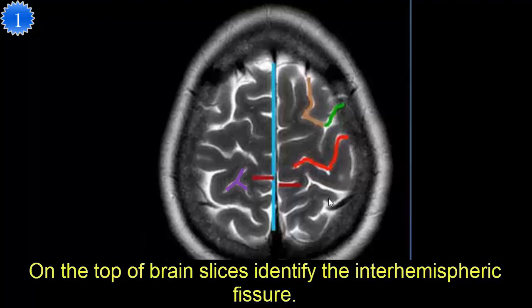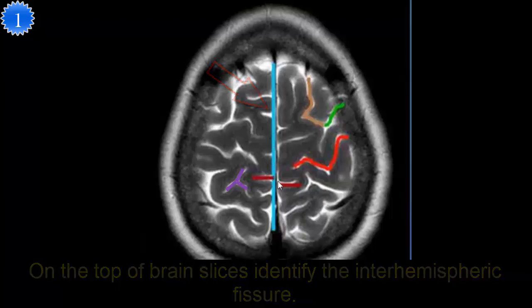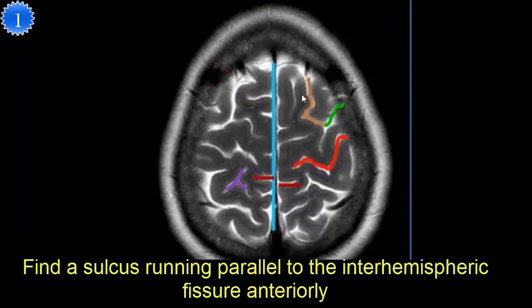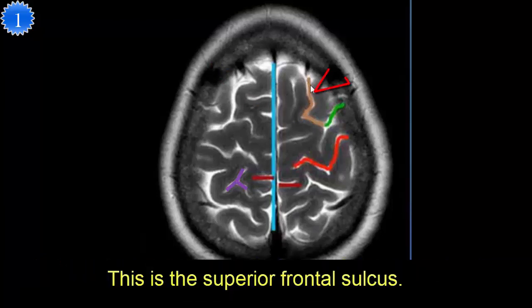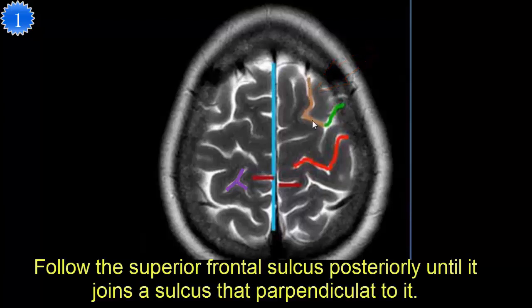On the top of the brain slice, identify the interhemispheric fissure. Find a sulcus running parallel to the interhemispheric fissure anteriorly. This is the superior frontal sulcus. Follow the superior frontal sulcus posteriorly until it joins a sulcus that is perpendicular to it.